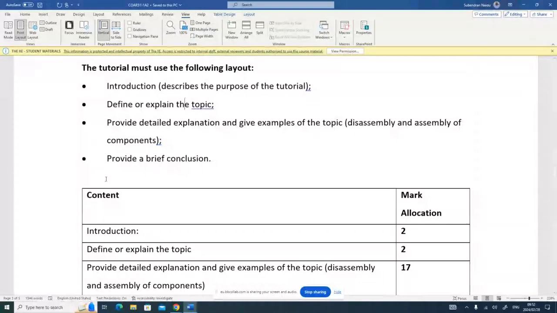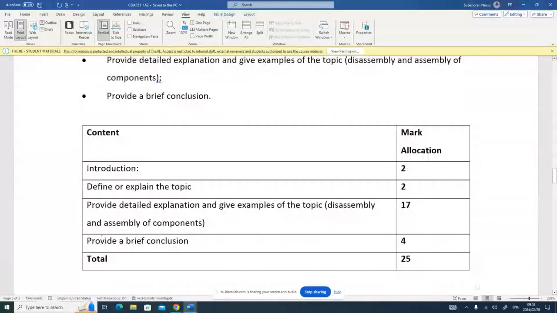So here, provide detailed explanation and give examples of the topic, assembly and disassembly of the components. This is going to tell us now, when you want to disassemble a computer, what are the things that you need to do in order for you to take the computer apart. In other words, you need to unplug the computer from the power source. You need to ensure the computer has been switched off.